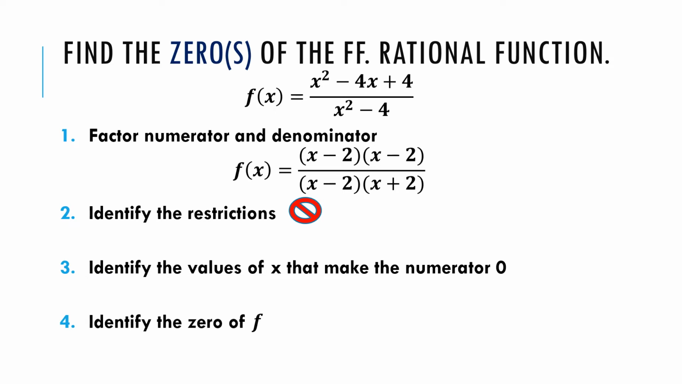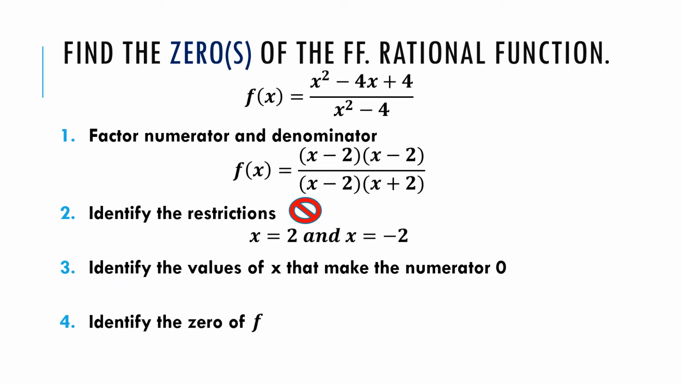Now, let's find the restrictions. Okay, bakit siya tinawag na restrictions nga? Ito yung mga x dito sa denominator that will make it 0. Kasi kung magiging 0 yan, or kung yan yung mga values ng x sa denominator, magiging undefined na ang rational function. Kaya siya tinawag na restrictions, or hindi siya pwedeng maging value ng x. Okay, so for the denominator, the restrictions are positive 2 and negative 2.